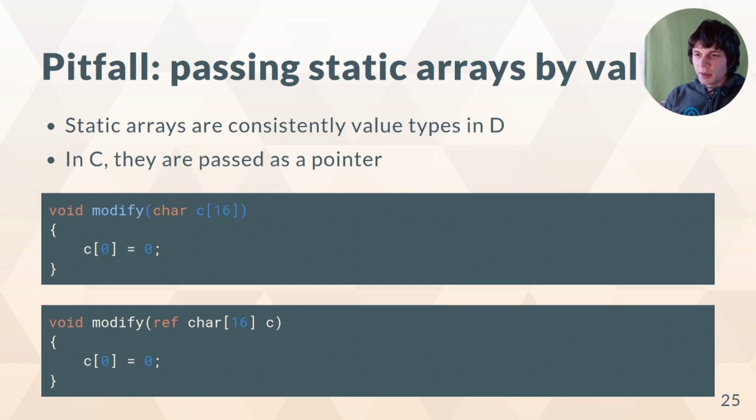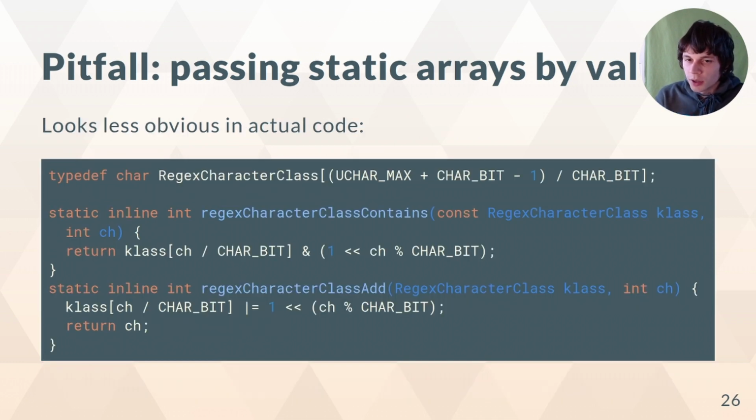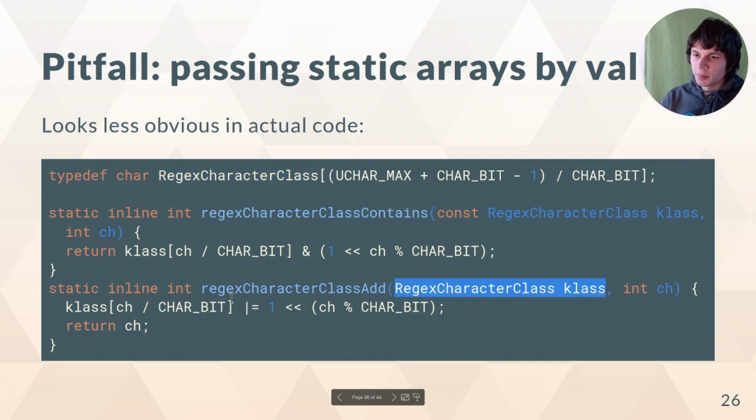Now I want to mention, when I show it in a reduced example like this, it may seem very obvious, but be aware that in actual code it may be a little bit more obfuscated. So this is the code where I actually encountered this translation bug. The static array is hidden behind a typedef, it's passed as a static array here, and it's modified right here.